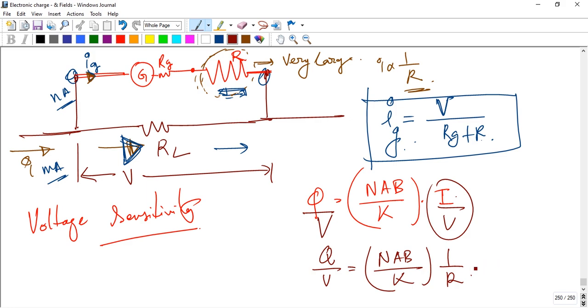So here the voltage sensitivity is such that more resistance gives less deflection, and less resistance gives more deflection, more phi. That's the voltage sensitivity. It depends on resistance. Clear? That is the voltage sensitivity of a voltmeter.